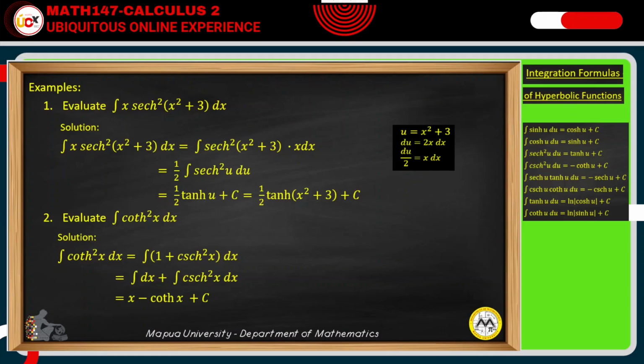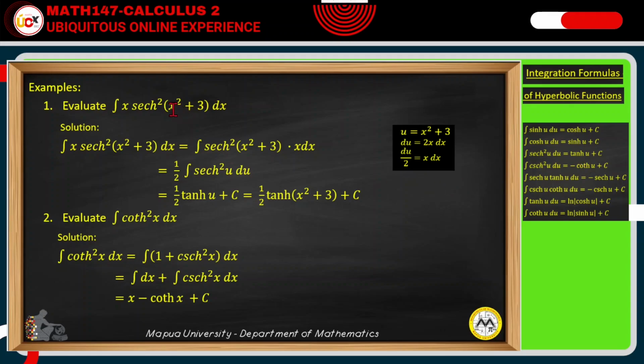Okay, so to learn how to apply the formula, let's have the following example. Number 1, suppose we are asked to evaluate the integral of x times the hyperbolic secant squared of x squared plus 3 dx. As you can see, because this integrand contains hyperbolic secant squared, we can use formula number 3 from this list of integration formulas of hyperbolic functions, wherein the integral of hyperbolic secant squared u du is hyperbolic tangent u plus the constant c.